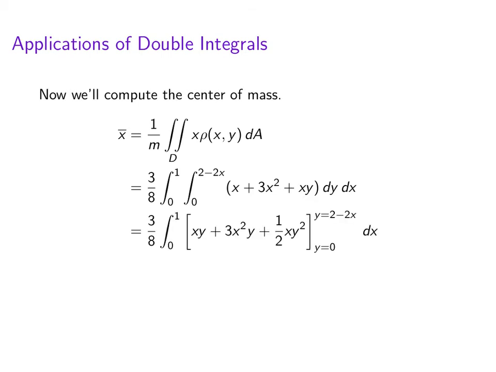So we'll anti-differentiate with respect to y, plug in the y values. Again, I'm going to spare you the gory details of the algebra. You should end up with something that looks like this: 3/2 times the integral from 0 to 1 of x minus x cubed. Work all that out and you'll get 3/8.